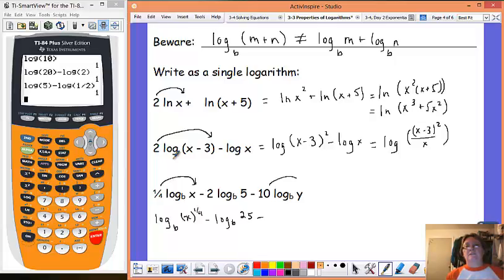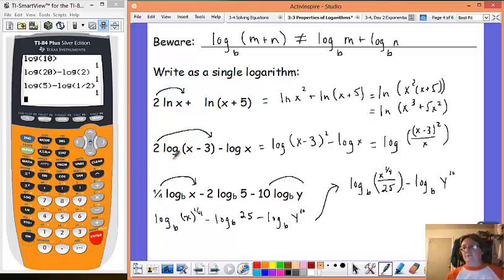Minus, wow, look at all of this, log base b of y to the 10th. All right, now moving from left to right, we should be able to say that we have, I'm going to come up here so that I have the extra room, log base b of x to the 1/4 over 25, minus the log base b of y to the 10th.